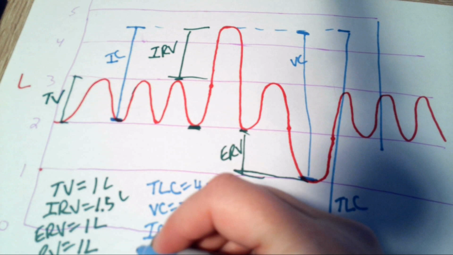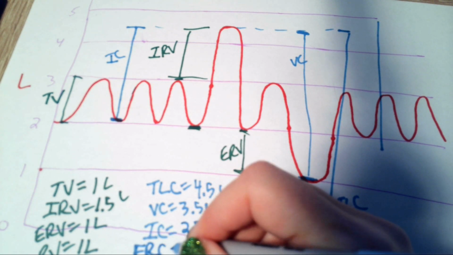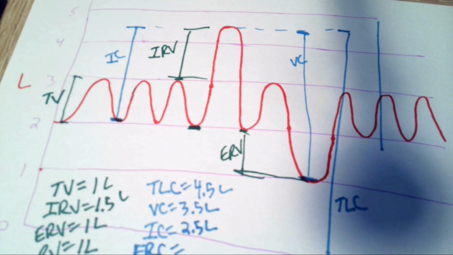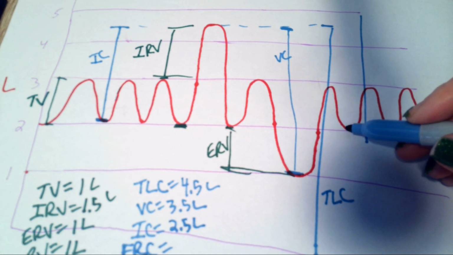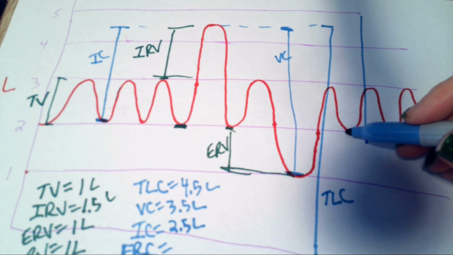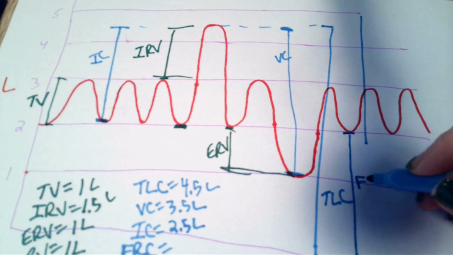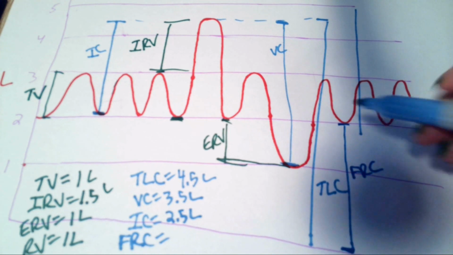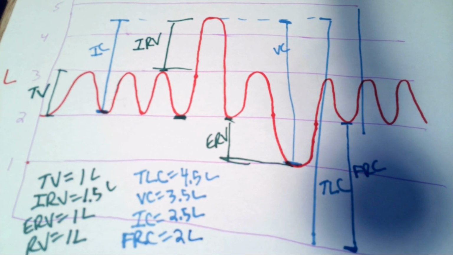And then the last thing, the functional residual capacity, that's how much air is left in your lungs after a normal tidal breath. So let's go back over here. So we exhaled normally, we could force out more, and then we got that residual volume. So from here down to here, that's the functional residual capacity. So from 2 to 0, that's easy, 2 liters.